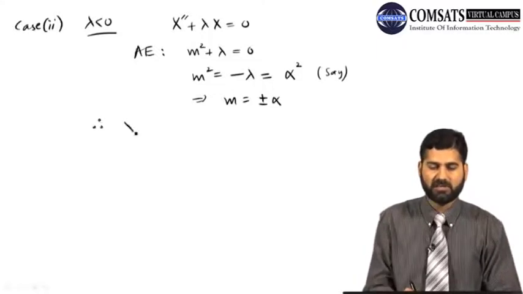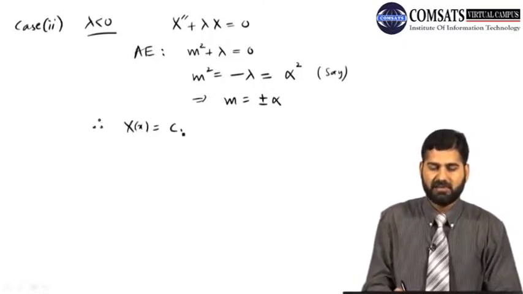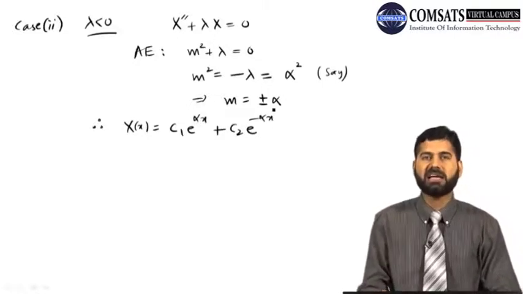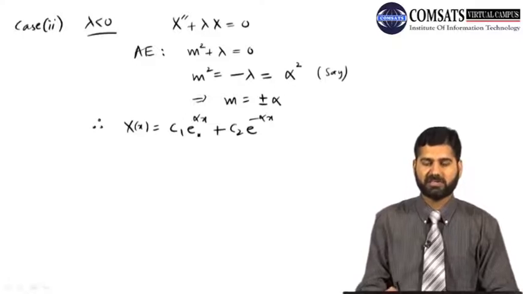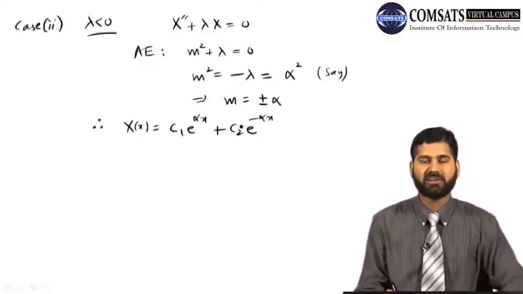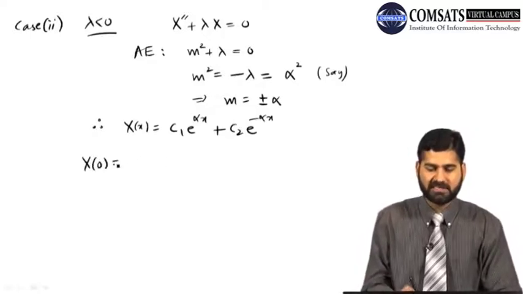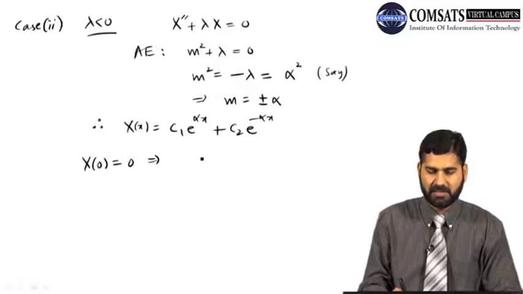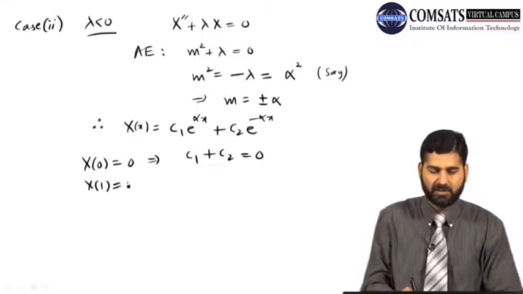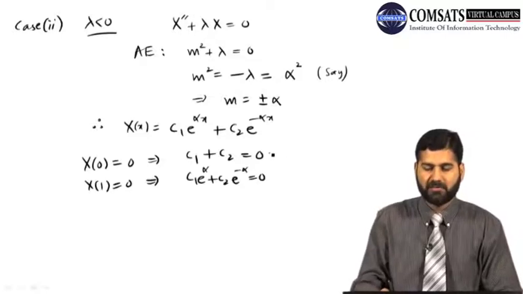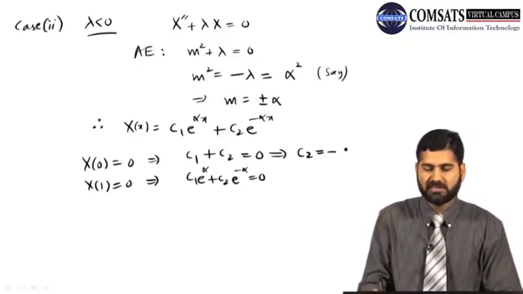So therefore, what is your solution? X of x is c1 e to the alpha x plus c2 e to the minus alpha x. When you get real and distinct roots, this is your solution for the second order homogeneous equation. Now using boundary conditions, X at 0 equal to 0 implies that c1 plus c2 is equal to 0. X at 1 equal to 0 implies that c1 e^alpha plus c2 e^(-alpha) equal to 0. From the first equation, c2 is equal to minus c1.